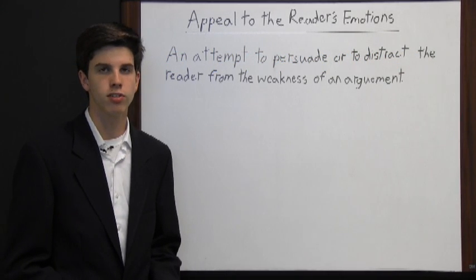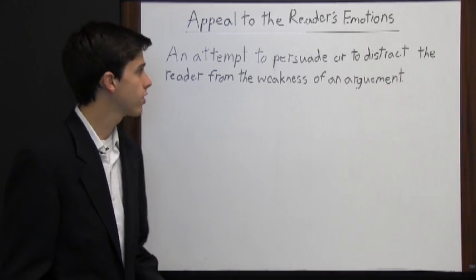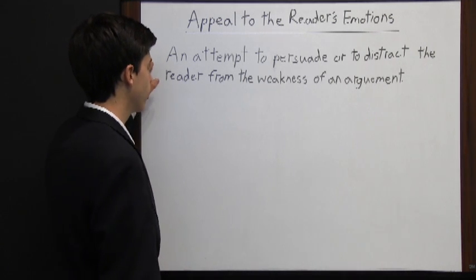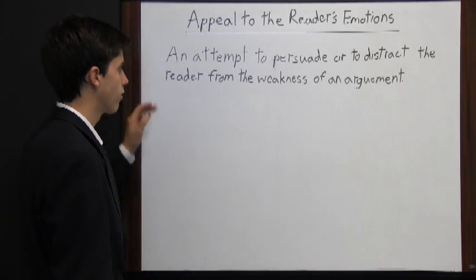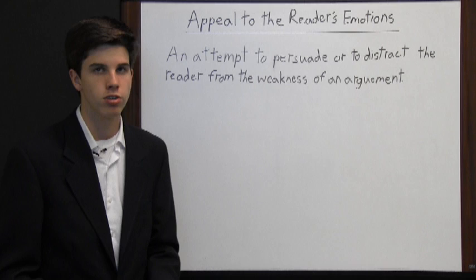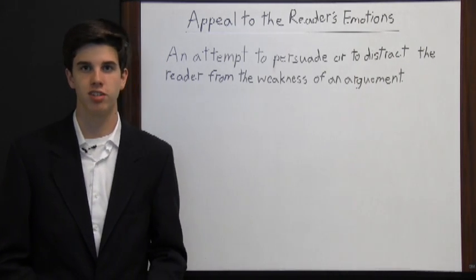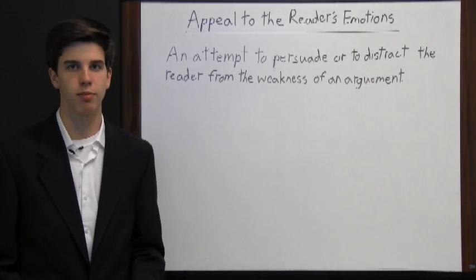When a writer appeals to the emotions of a reader, it's for the purpose of either persuading the reader or distracting the reader from the weakness of an argument. So in order to appeal to the reader's emotions, there's 4 main tactics a writer may use.